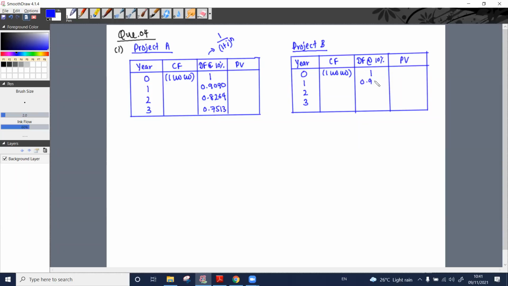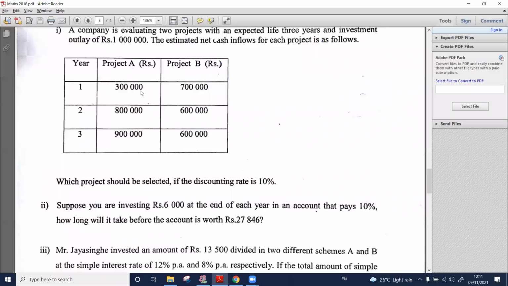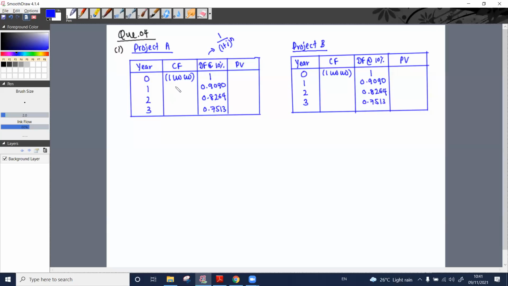Year 1, 0.9090. Here it is 0.8264. And here it is 0.7513. Cash inflows for project A: 300,000, 800,000, and 900,000. Project B: 700,000, 600,000, and 600,000.